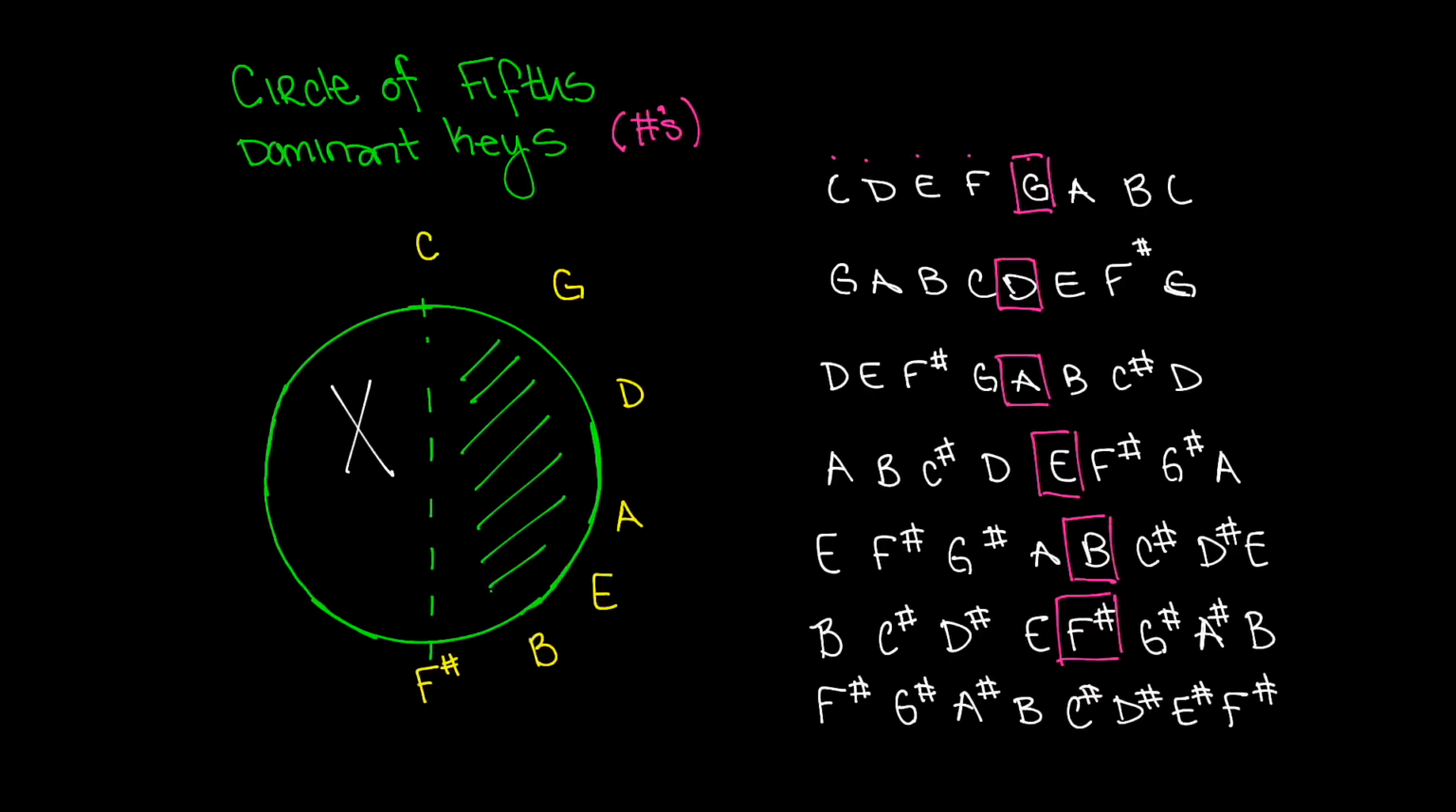Why is it called the circle of fifths? Well, it's because from C to G is 5 scale degrees apart.